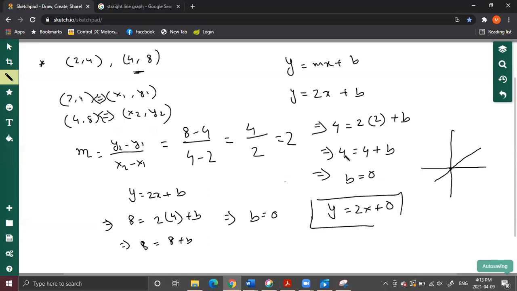So this was one quick example. I'll go even more into detail on what happens if we have a different y-intercept instead of 0, and that will be covered in the next lecture.